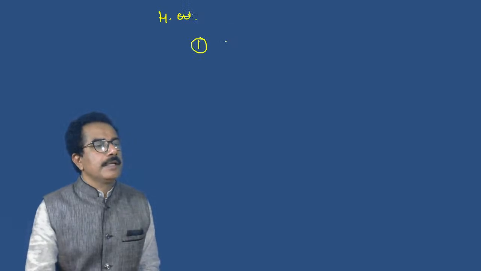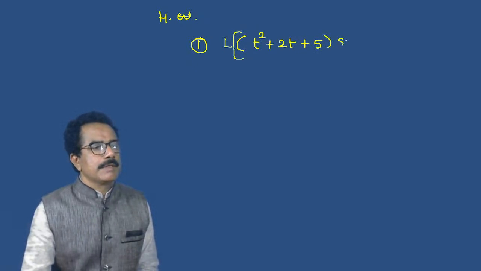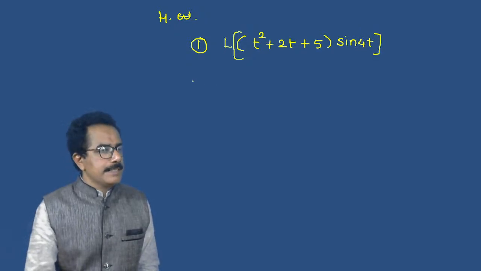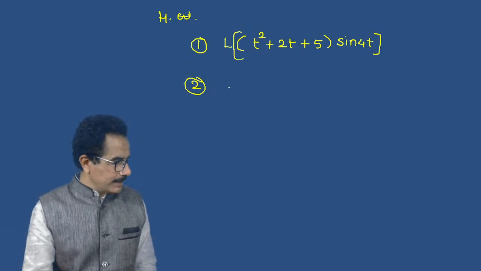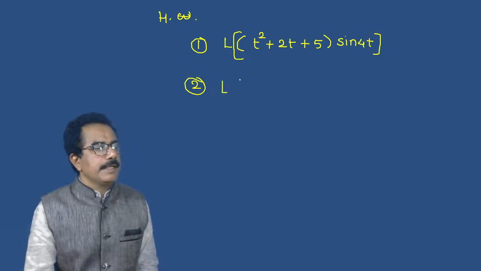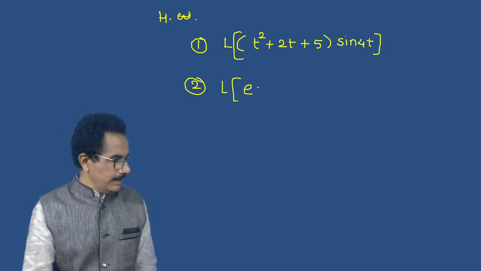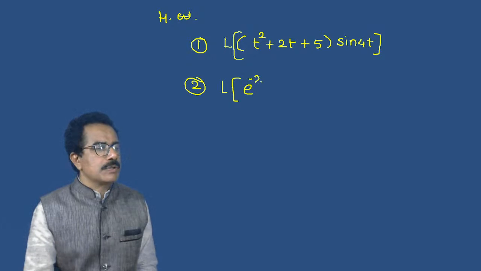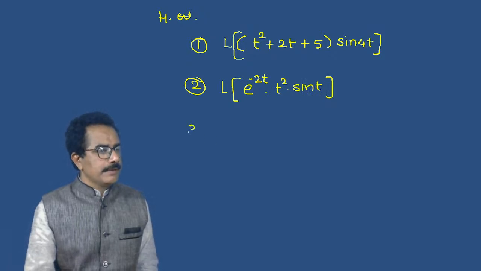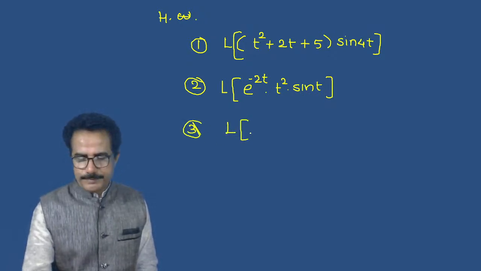First, L of (t square plus 2t plus 5) into sin 4t. Second, Laplace transformation of L of e raised to minus 2t into t square sin t. Okay. Third, L of again one type problem.